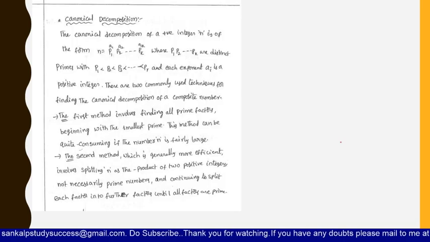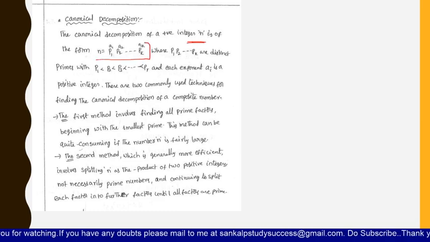So let's go into the next topic, which is canonical decomposition, which is also similar to the prime factorization method. We will see what canonical decomposition is and we'll solve one problem to get more clarity on this topic. Here comes the canonical decomposition of a positive integer n. Here we are considering an integer n, which is of the form n is equal to p1 to the power of a1, p2 to the power of a2, and so on, pk to the power of ak.